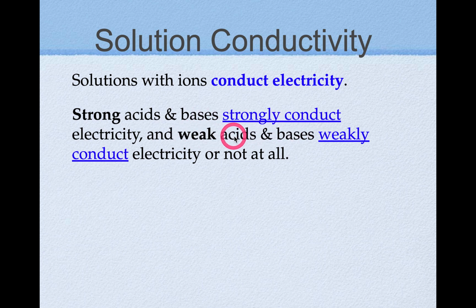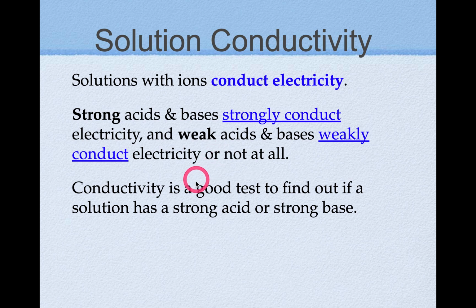But weak acids with mostly molecules will only weakly conduct because they don't have very many ions at all. This makes conductivity a good test of acids and bases. So if you know a solution is an acid or base and you test it with conductivity, you're likely to know that it's a strong acid with a strong conductivity, or a weak acid if it has a weak conductivity.